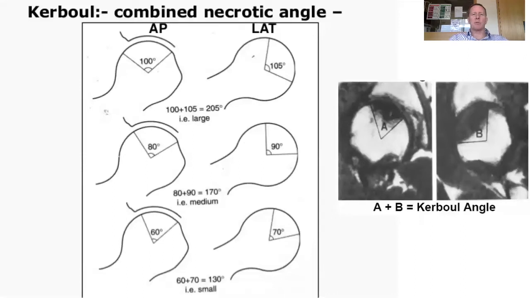I rather like this. This is the Kerboul combined necrotic angle. So you look at the MRI scan in 2 planes, and you add the necrotic angle from the 2 planes, and that gives you a number, and that number can be classified as small, medium, or large, depending on how much. And the combined angles will, of course, just define how much of the femoral head is involved. So a big number is bad, a small number is less bad. I rather like that, and it's quite easy to remember, I think.